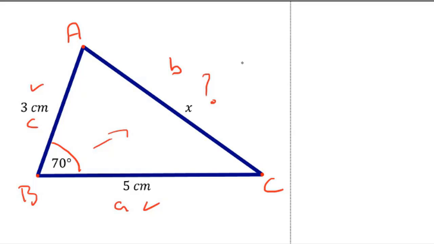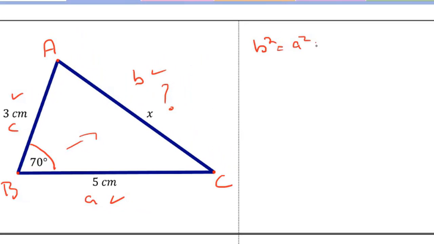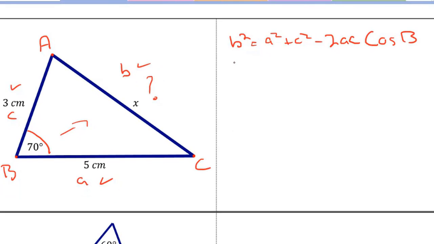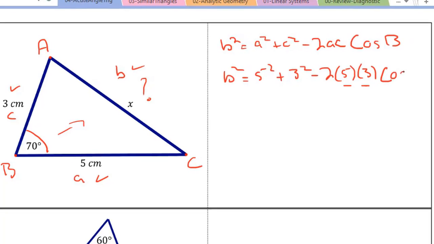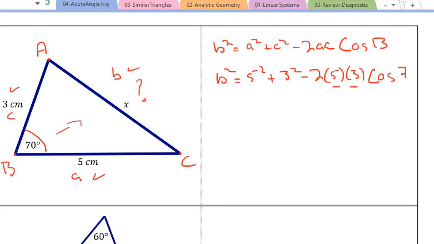So I'm going to use the cosine law because I'm looking for side B. I'm going to use it in this form. B squared equals A squared plus C squared minus 2AC times the cosine of angle B. I'm going to substitute in what I know, so it's going to be B squared equals A squared. Now remember A was 5, so it's going to be 5 squared plus C squared, and C was 3, so that's going to be 3 squared, minus 2 times 5 times 3, which is A and C, times the cosine of angle B, which is 70.